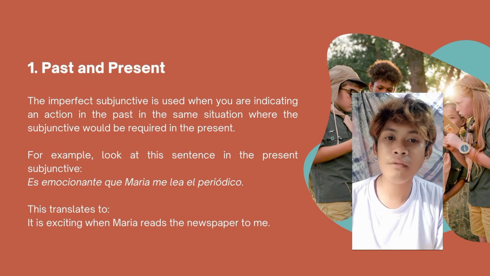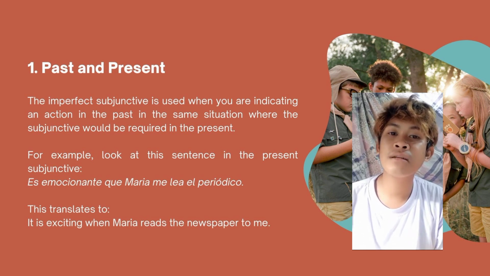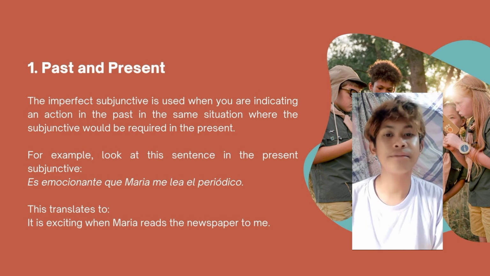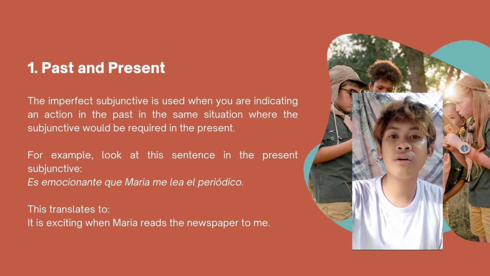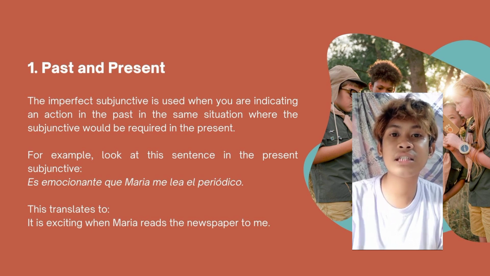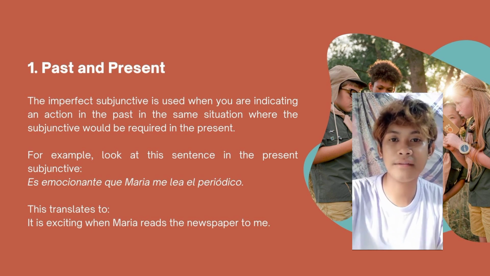We'll go over all of the different times the imperfect subjunctive is used, along with a specific example in each category. Number 1, past and present. The imperfect subjunctive is used when you are indicating an action in the past in the same situation where subjunctive will be required in the present.